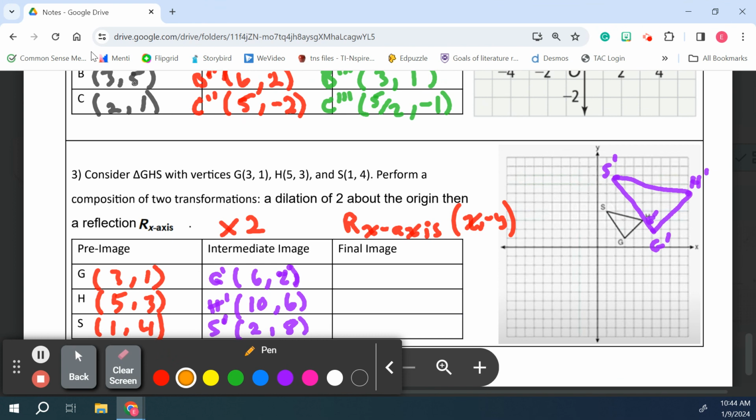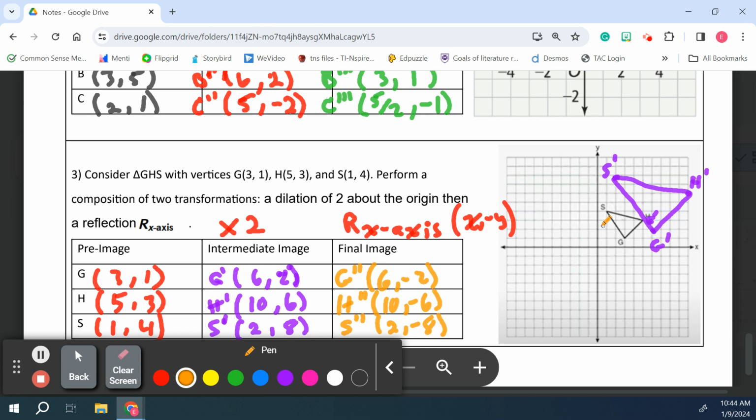So this is going to be for G double prime, we're just going to make the y negative. So this will be 6, -2. H double prime is going to be 10, -6. And S double prime will be 2, -8. And then we just plot.